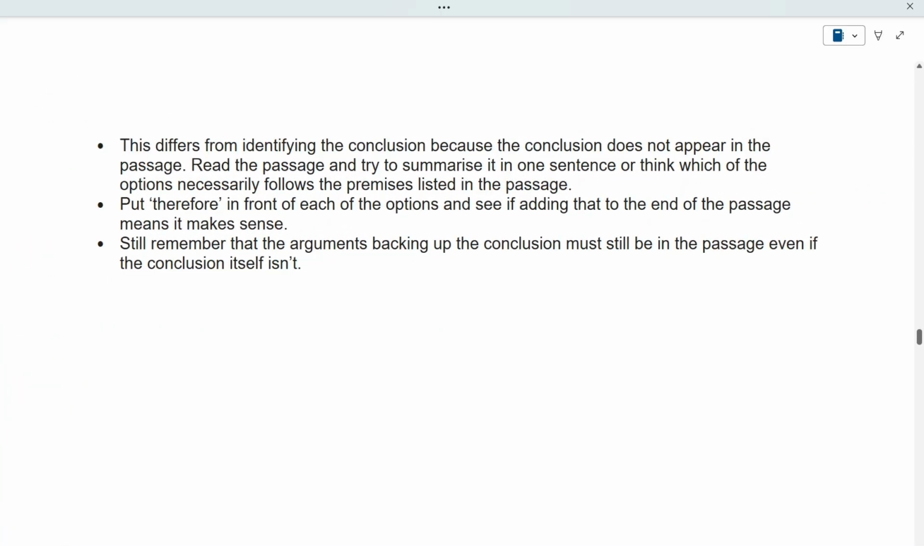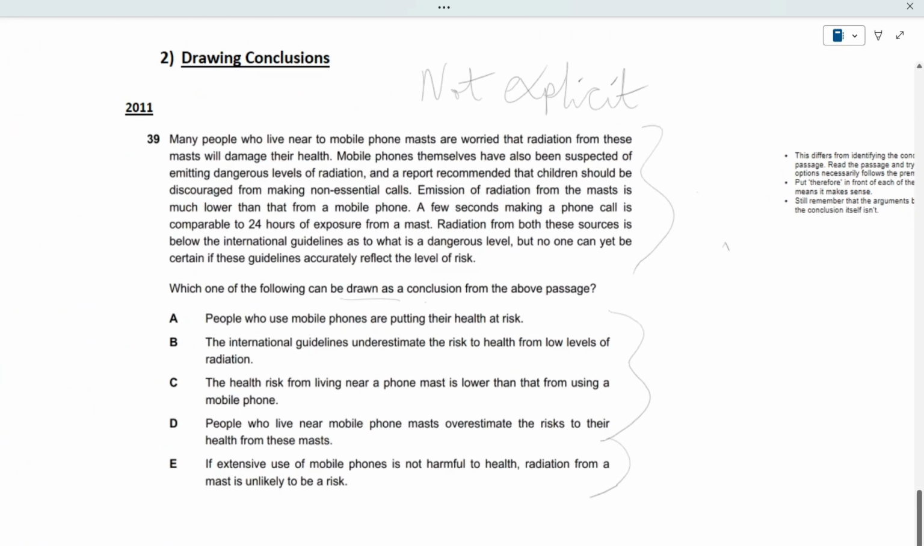And the third point, still remember that the arguments backing up the conclusion must still be in the passage, even if the conclusion itself isn't. So these options are not going to be in the passage, okay? But the arguments backing them up will. So if there is a conclusion here which is totally irrelevant to the paragraph, you can still rule out straight away. Okay? Let's have a go at 3 examples and see if we can put what I just said into practice.